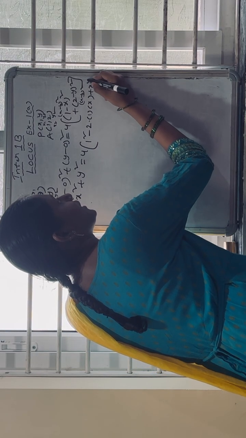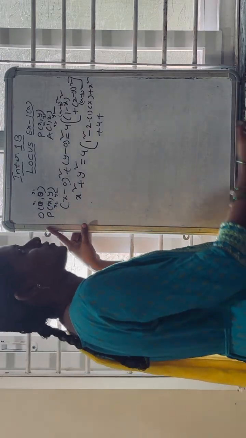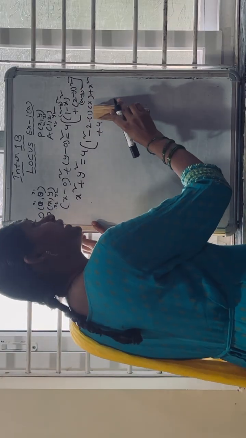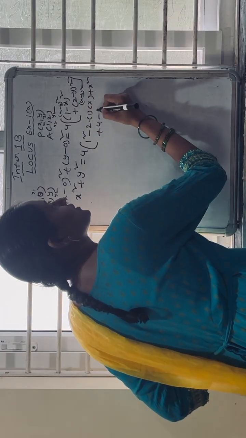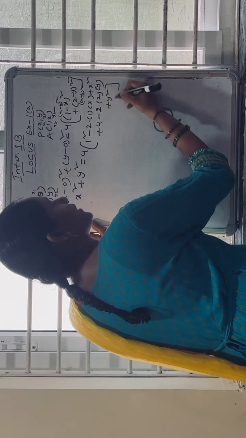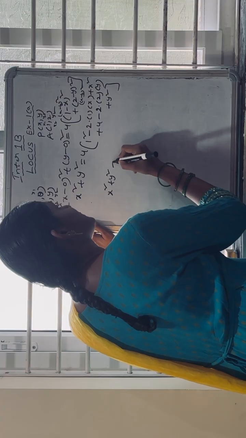Here 2 square is 4, so 4 into 1 square, plus minus 2AB, minus 2AB plus B square, y square. Now for simplification we have to do: x square plus y square, left side as it is.